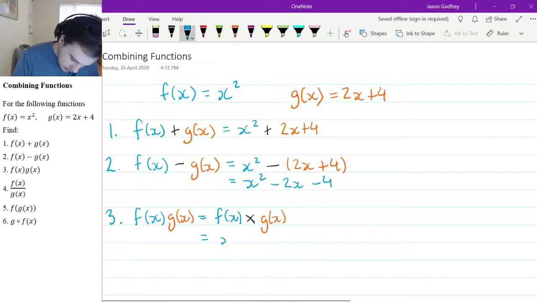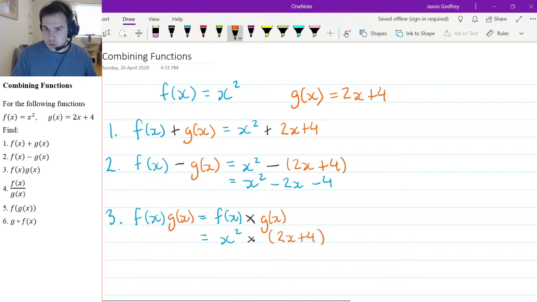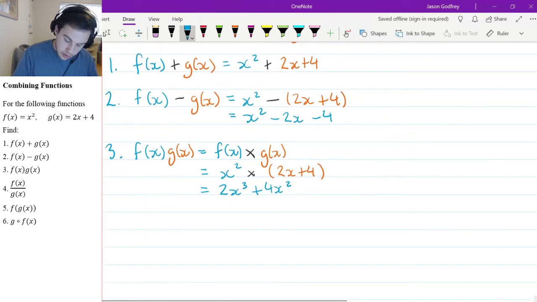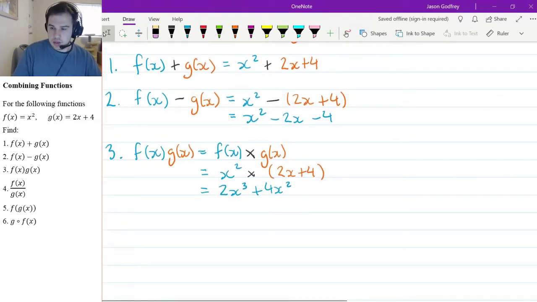So f of x is x squared, and we're going to times by g of x, and again, when we write it in, since there's multiple terms, we'll write them all in brackets. And so now we've got brackets to distribute again, so x squared times 2 is 2x cubed, and x squared times 4 is 4x squared. So that's f of x, g of x, which means f of x times g of x.